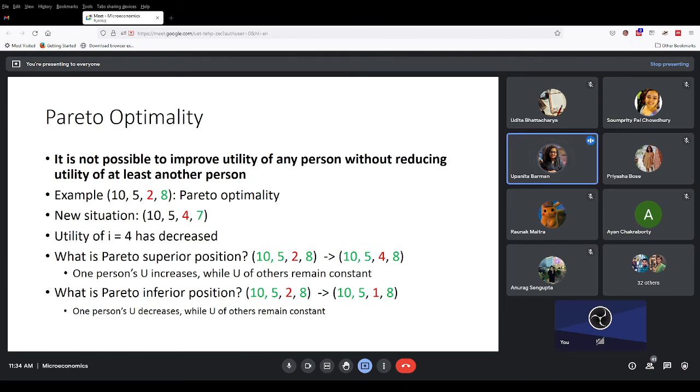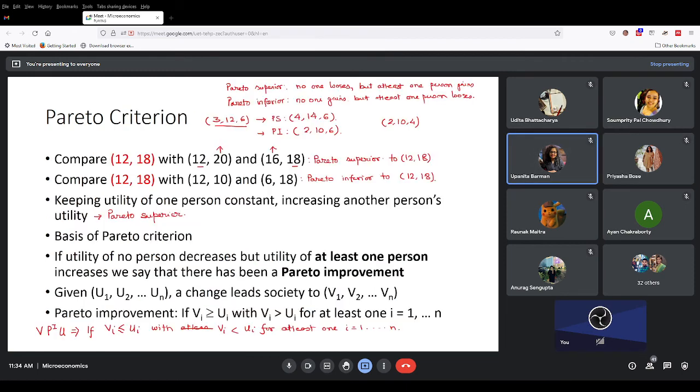So could you show the previous slide once? Thank you, sir. Okay. So over here we can see that this person is losing. Here this person is losing.